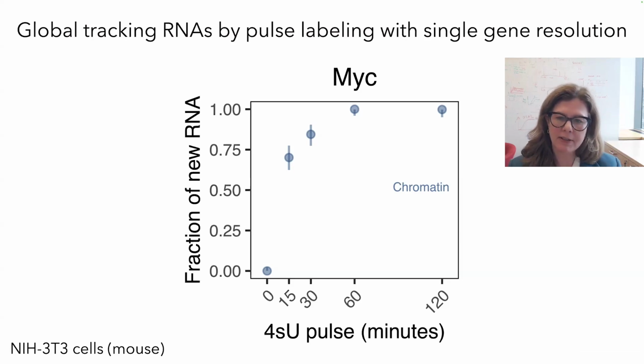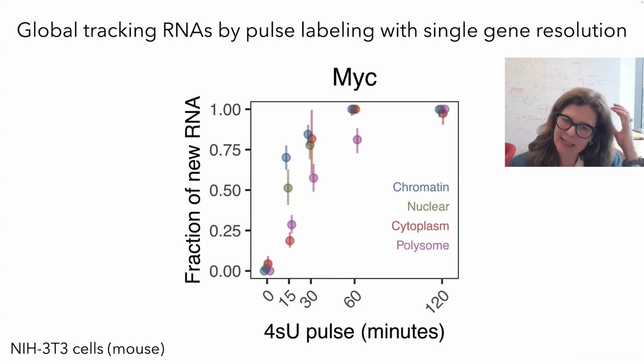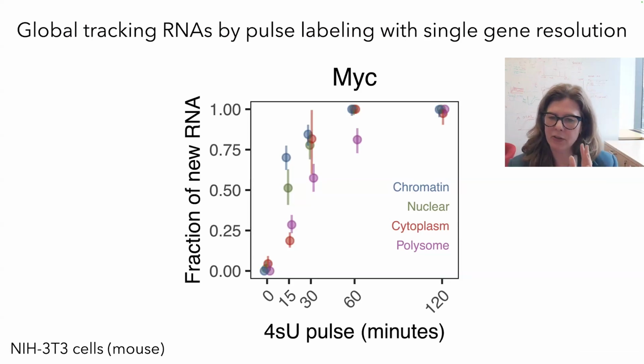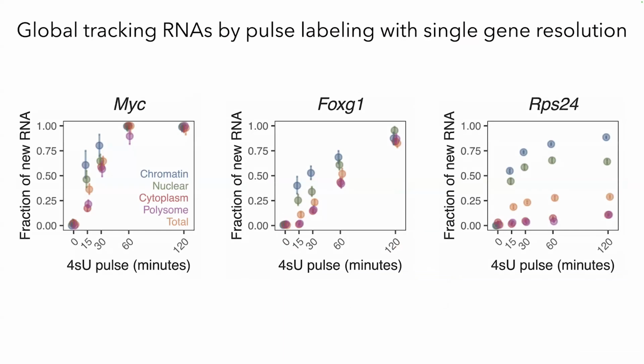This is for the chromatin fraction, but we also have the nuclear fraction, the cytoplasmic fraction, and the polysome fraction. And you can see that it is taking time for RNA to be released from chromatin, then leave the nucleus, and then find the polysome. And we have this also for total RNA as sort of a reality check that the other compartments should add up to the total RNA picture. And then we have it, of course, for all genes.